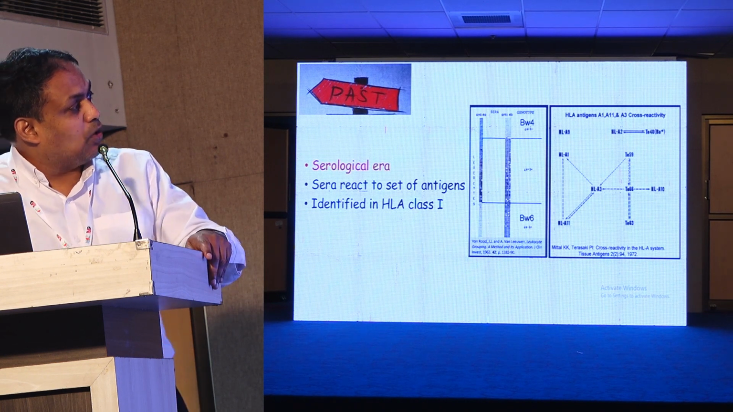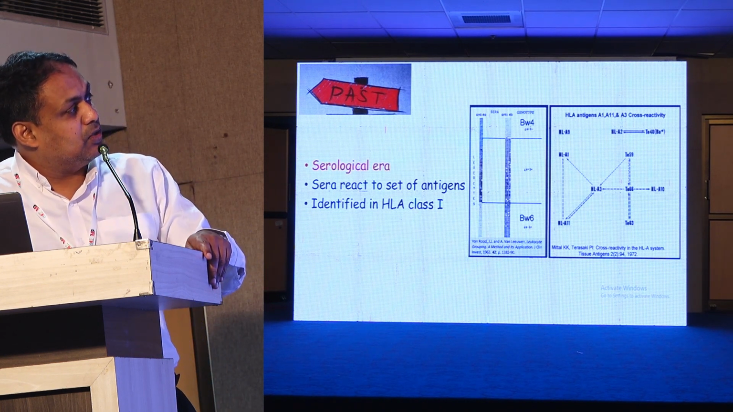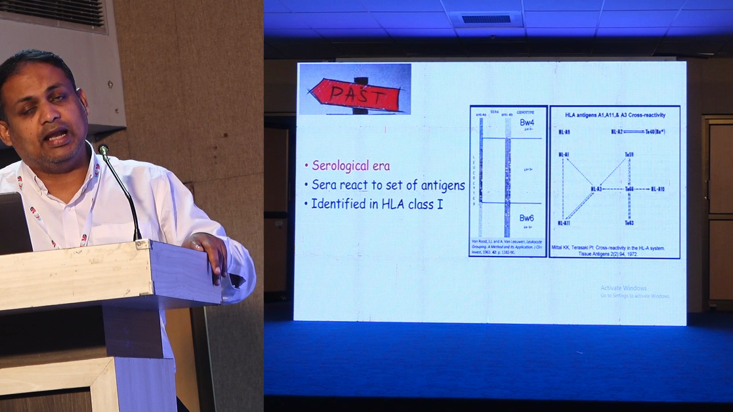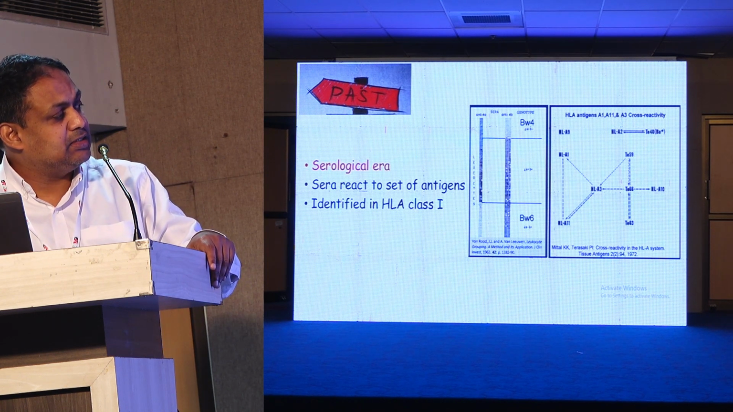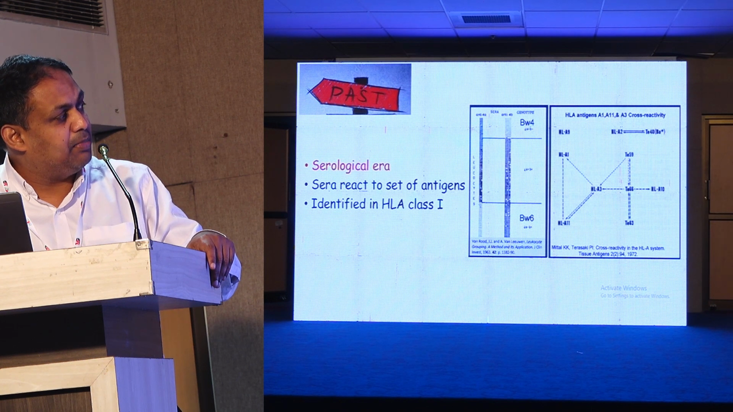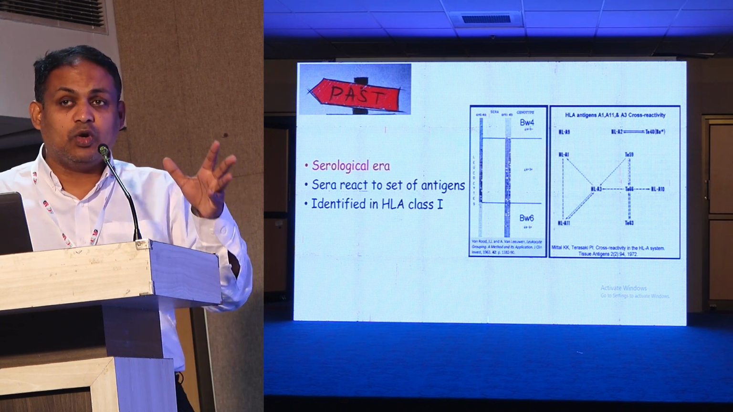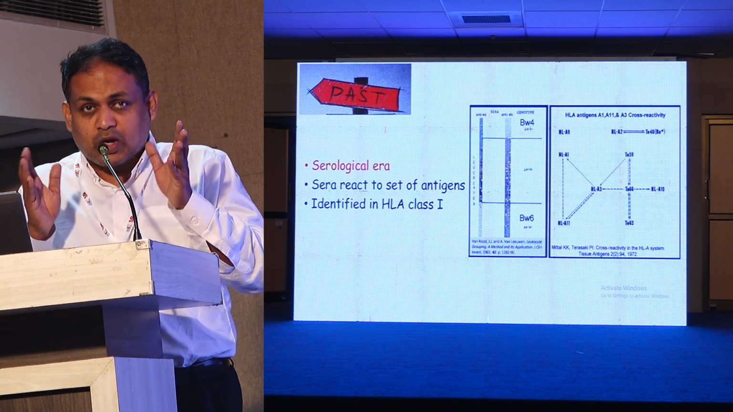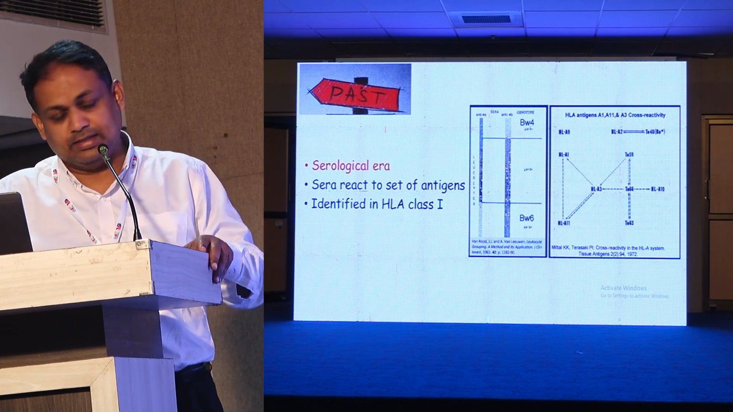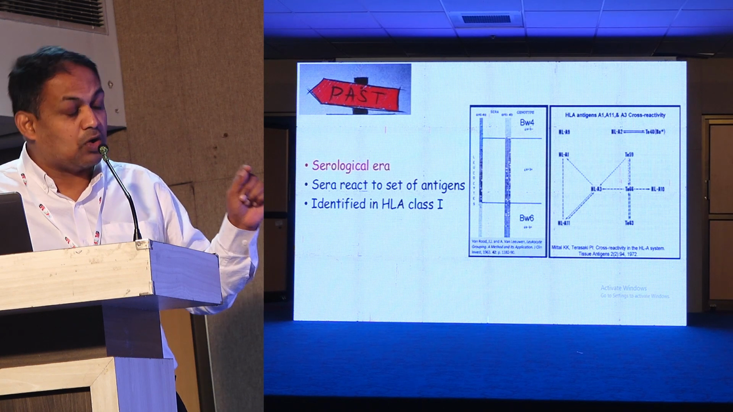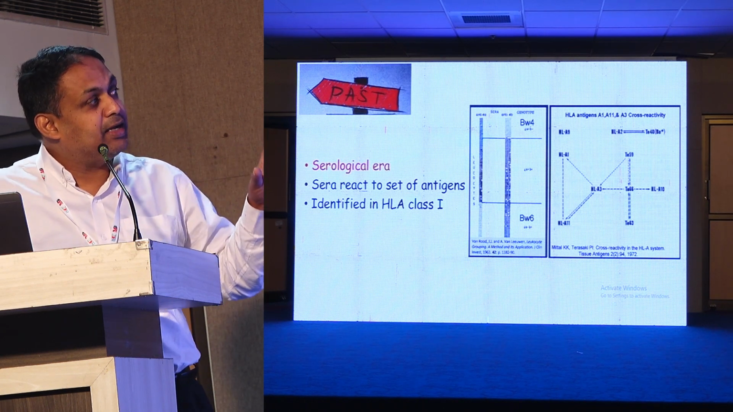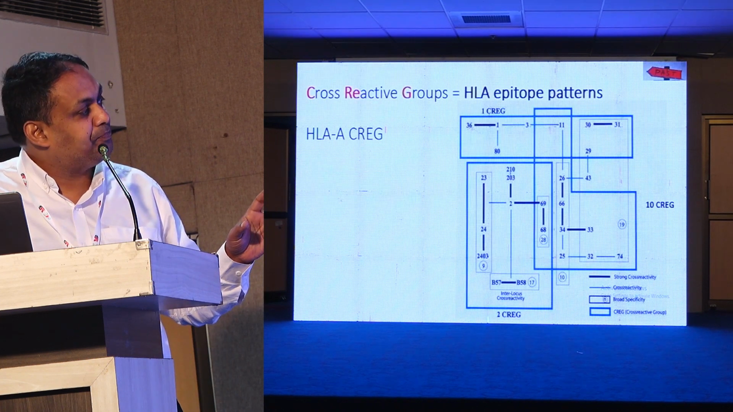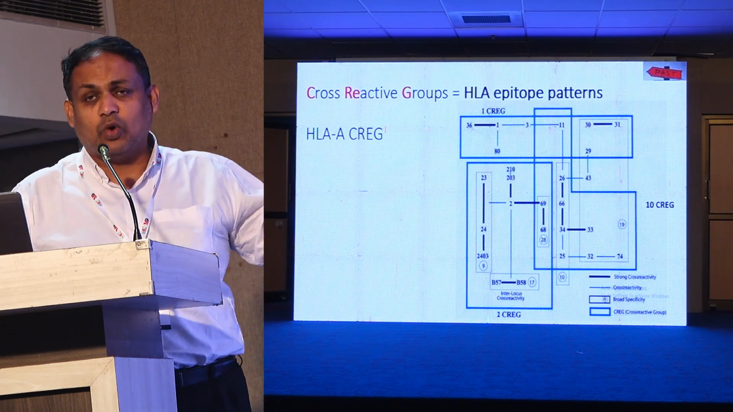So this is the old. In the 1960s, there were two pioneer HLA labs. One is Professor Terasaki's lab in UCLA, and the next is Dr. Van Rood's lab in the University of Leiden, Netherlands. They both noticed that certain sera cross-reacted with certain groups of antigens, and they called them cross-reactive groups. This was mainly identified in HLA class 1, A and B. So now we have these old cross-reactive sheets.